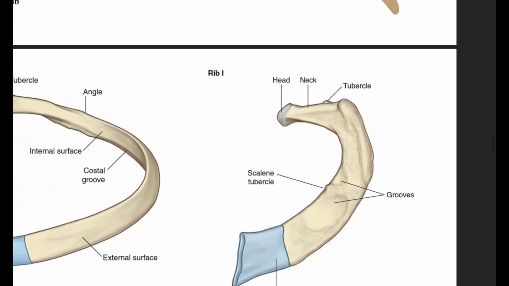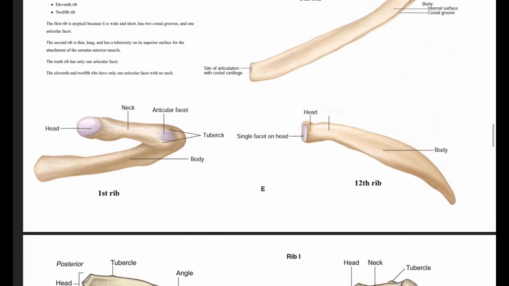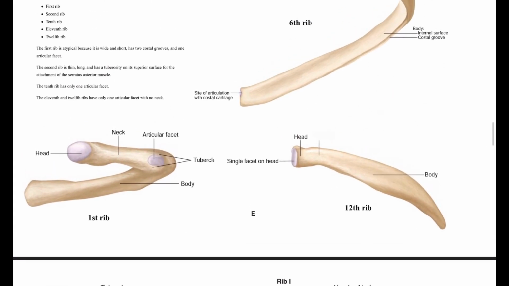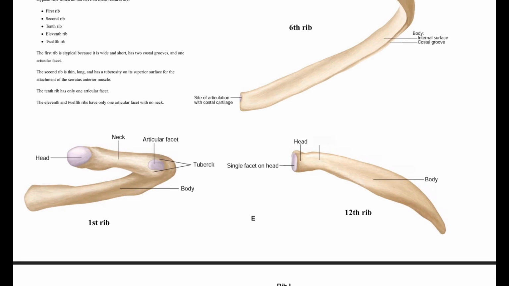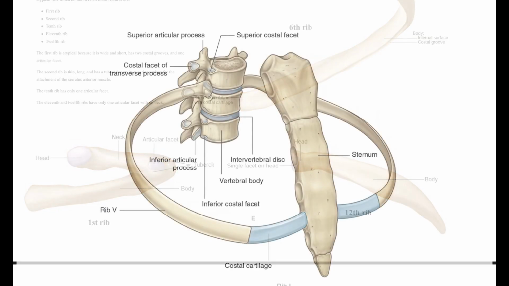So the second rib is longer than the first rib. There is no picture here, but just try to understand what I am saying. The second rib is thin and long, and it has a tuberosity on its superior surface for the attachment of serratus anterior muscle. The 10th rib has only 1 articular facet, just like the first rib, for the articulation with the vertebral column. The 11th and 12th ribs also have only 1 articular facet, but they have no neck.